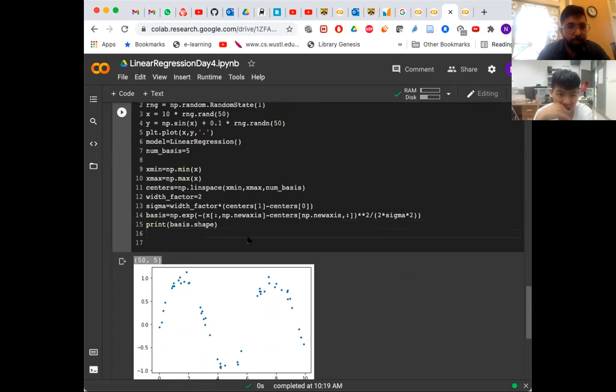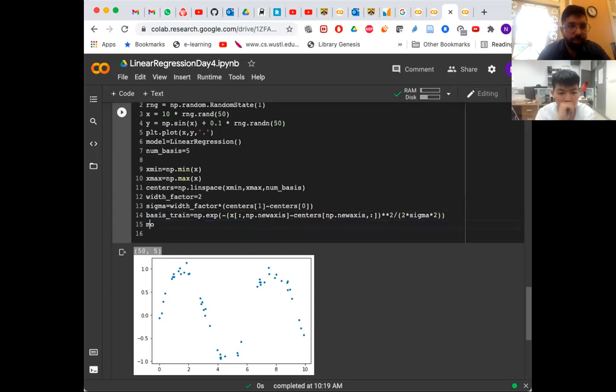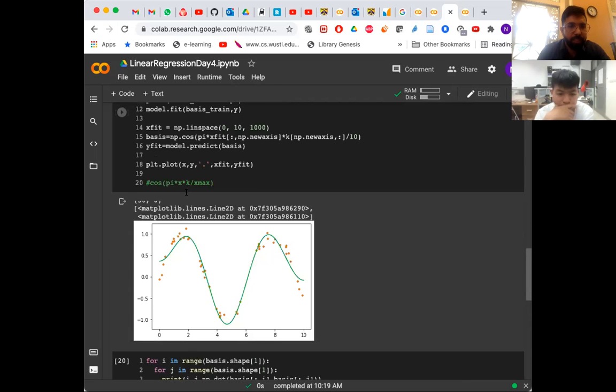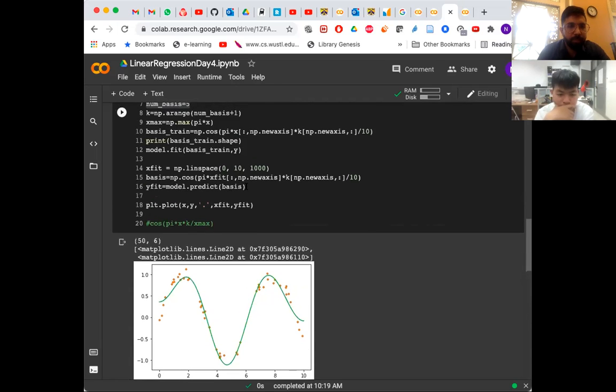Let's try to fit the model. Again, I should call it basis_train. I don't need this anymore. model.fit with basis_train and y. Let's take the test data. Here.